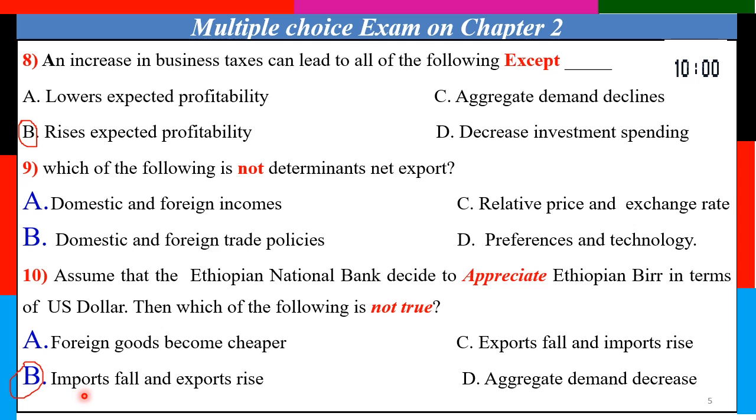This is not true. Imports fall. Import does not fall. When the Ethiopian birr is appreciated, our imports, the foreign products, are increasing, because the Ethiopian birr's ability to buy goods and services is increasing. Exports rise. This is false. Export is declining. Why? Because the Ethiopian product becomes more expensive due to the appreciation of the Ethiopian birr.